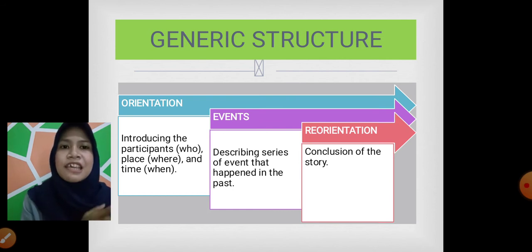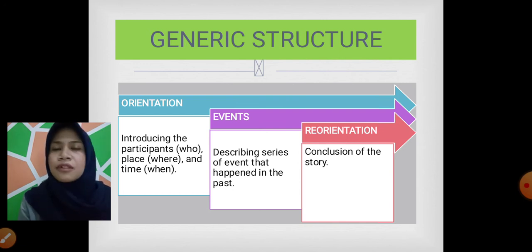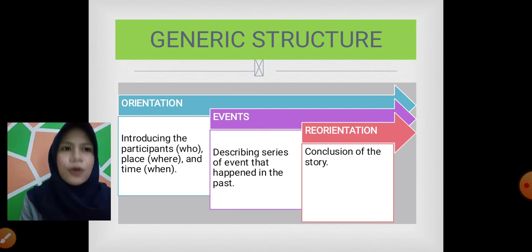So the next is event. Event is describing a series of events that happened in the past. So the event is the story of the event, the series of experiences in the story. The event is usually in the next paragraph after the orientation. Okay. The last is reorientation, the conclusion of the story. In this section, there are the writer's comments about the story or the past experience.